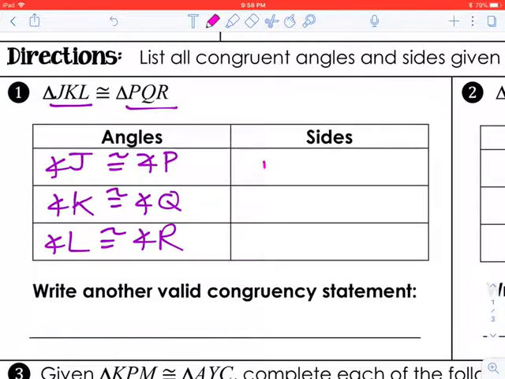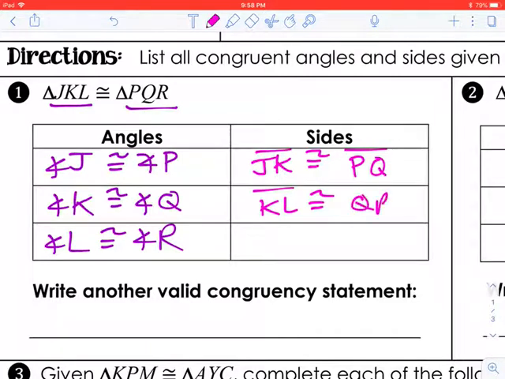The same way goes for sides, but you have to go two at a time here. So JK would be one side, first and second, which would be PQ. So those sides are congruent. And then we have KL, second and third, is second and third, QR. Those are congruent. And then first and third, JL, is congruent to PR. Those are all the corresponding parts that are congruent.